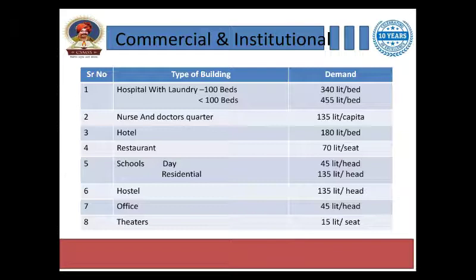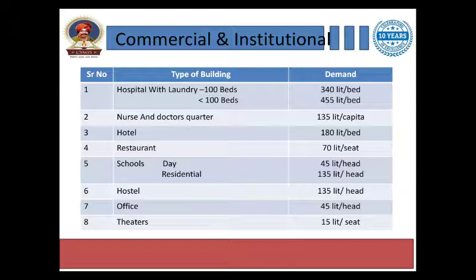School, now you are in college, think about how much water has been designed for you. If it is a day school, then it will need 45 liters per head. It means for students or staff also. And residential, it will be 135 liters per head. For hotels, 135 liters per bed. Offices, 45 liters per head. And theaters, 15 liters per seat, right? For theaters, it will be on a per seat basis, right?